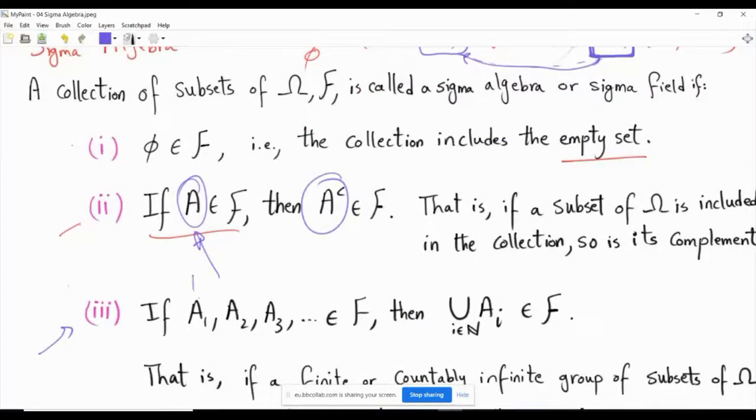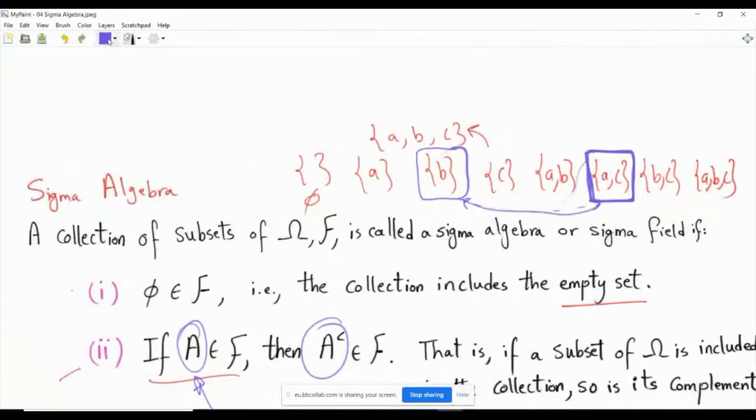The third thing: if you choose a bunch of subsets and say, I will take those in my sigma algebra, in my collection of subsets, then you will also have to include the finite or countably infinite union. So if A1 is a subset of big omega, A2 is a subset of big omega, A3 is a subset of big omega, and you take all of those in the sigma algebra denoted by this scripted F, then the union must also be included.